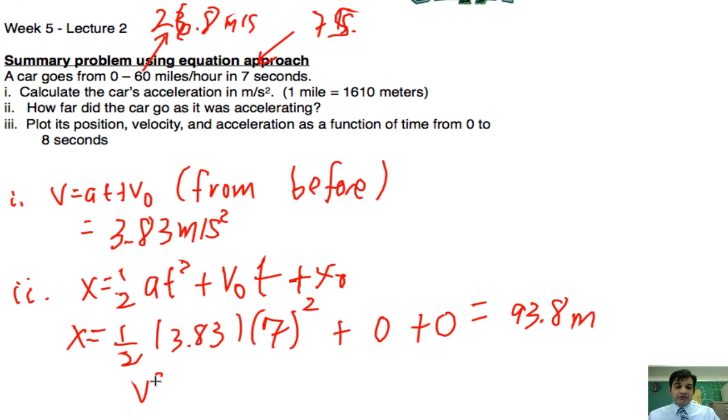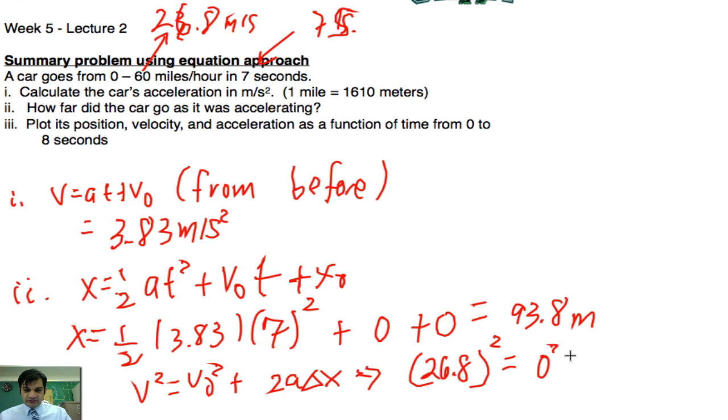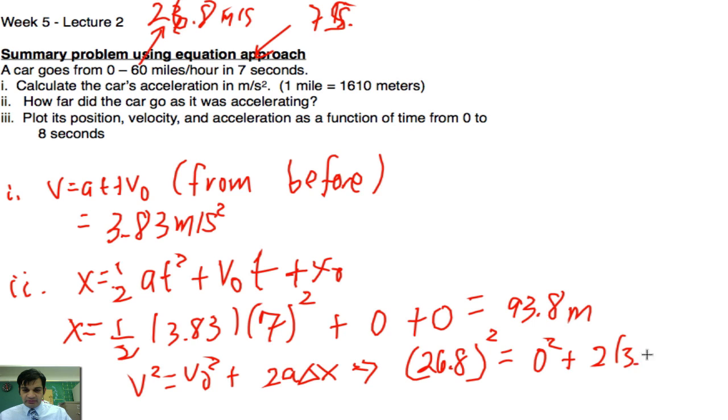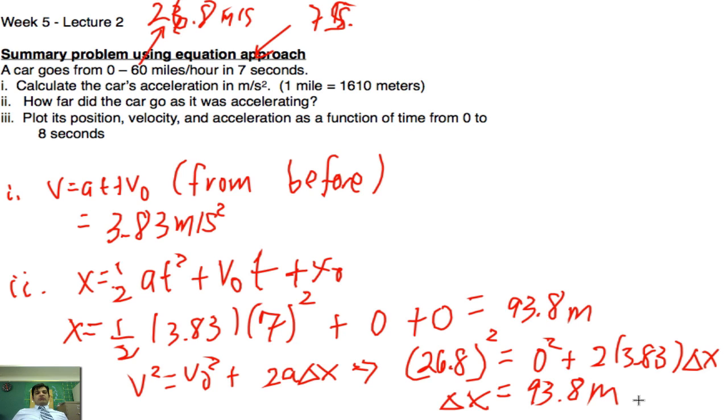This is not the only way we could do this. We could actually use another equation. We could use v squared equals v naught squared plus 2a delta x. And when we rearrange that, we'll end up getting 26.8 squared equals 0 squared plus 2 times 3.83 times delta x. And when we get delta x, that will also be 93.8 meters. So that's our basic approach to doing the problems. Two approaches: we've got graphical, and we've got the equation. So you should be fluent at both.